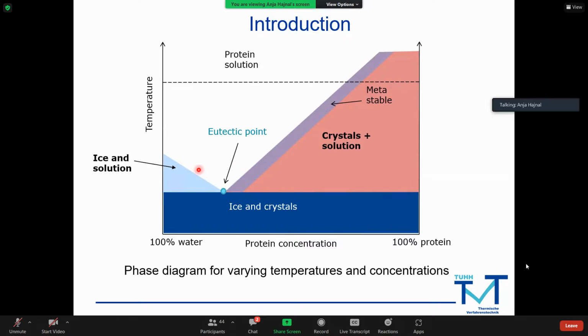Has anybody heard before about such diagrams, and do you know what eutectic point is? Is in general crystallization in solid liquid equilibria familiar to you? Yes? No? It's difficult when it's over the Zoom. I don't see anybody, and I don't know what you are thinking. Sadly not. All right.